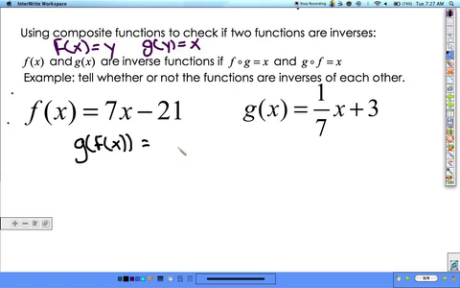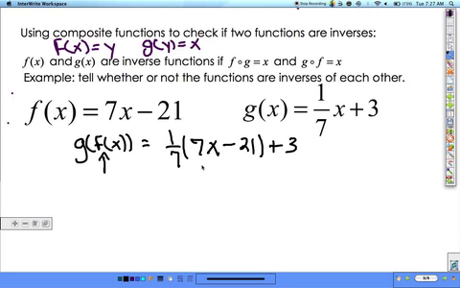So let us see. I have 1 over 7x. I'm writing the rule for g, but of course instead of writing x, I want to leave a big set of open parentheses for myself. So 1 over 7 open parentheses for x, and then plus 3. And then inside of those parentheses, I want to write the rule for f of x, which is 7x minus 21.